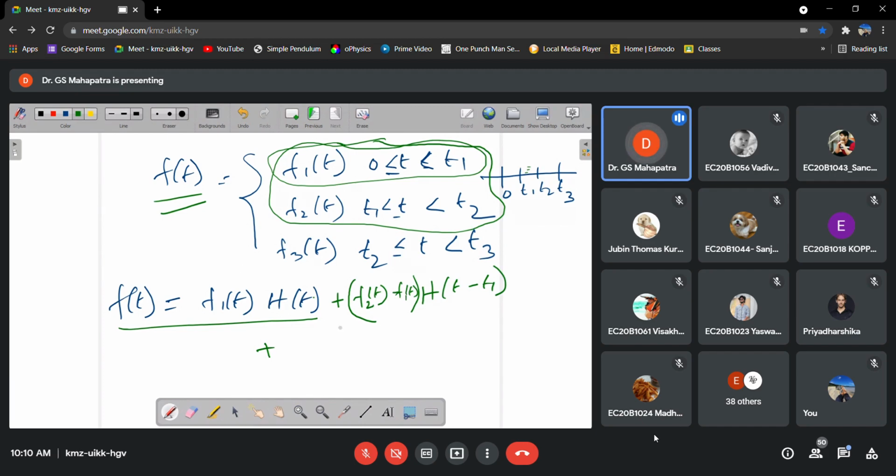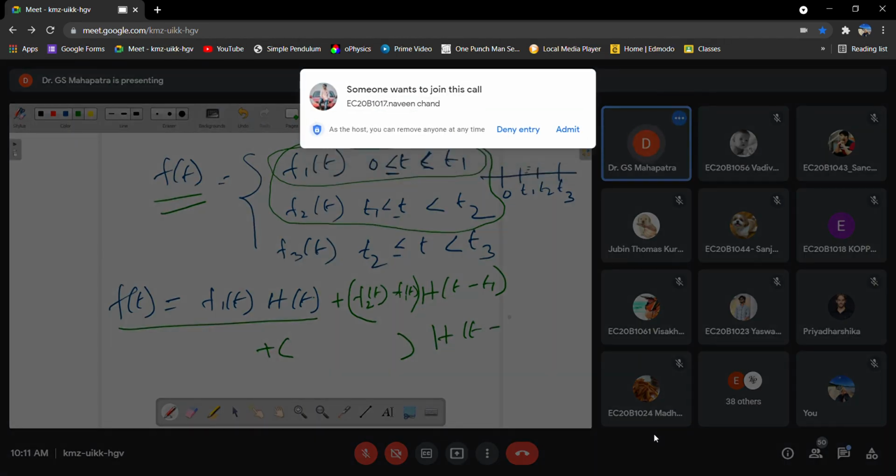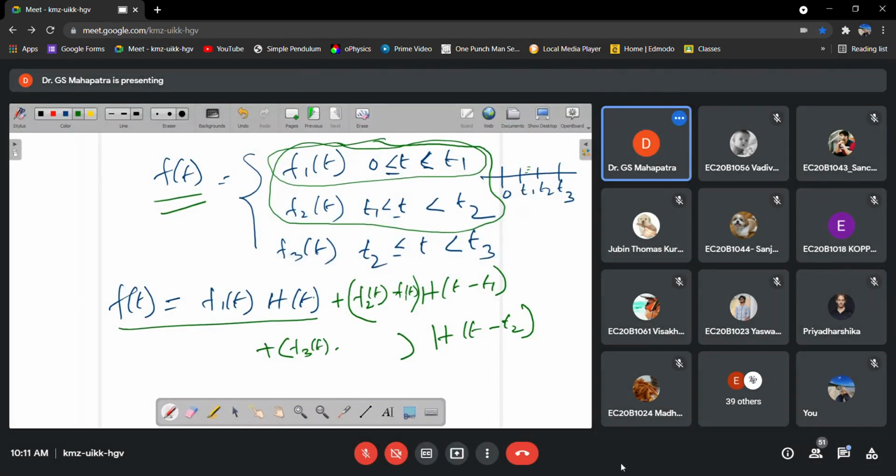So what will be the answer? The final total form is the Heaviside function of t minus t2 times f3t minus f of t2. This is the form of the Heaviside function for this type of function, that is, when the function f of t is defined in different intervals.